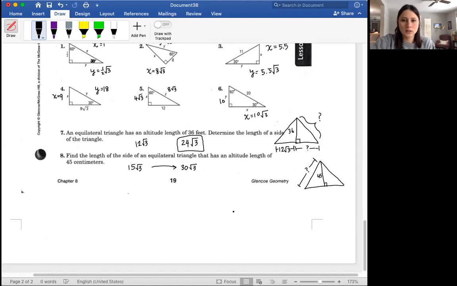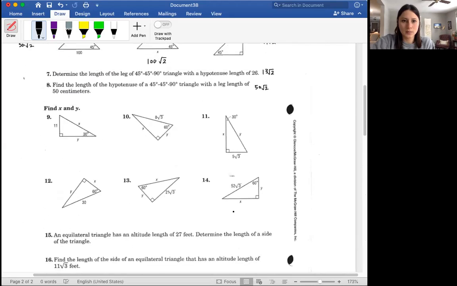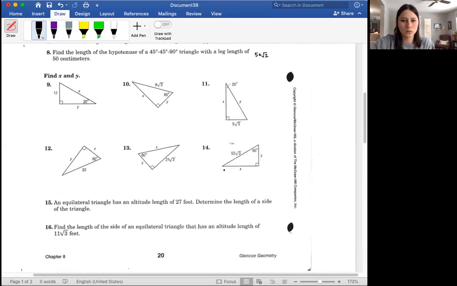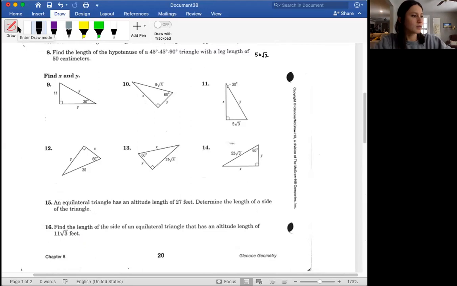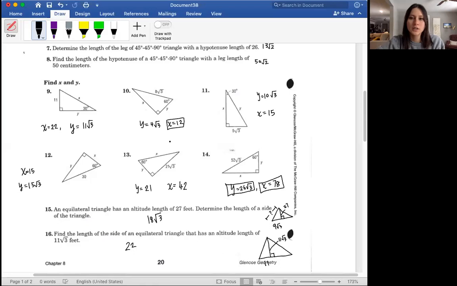Okay, so let's take a look at some practice problems here. I'd like you guys to let this sink in a little bit and do 9 through 16. When you are done, you can play the video again and check your answers. So pause it, work those out, and then check. Okay, so you can take a look and check your answers.